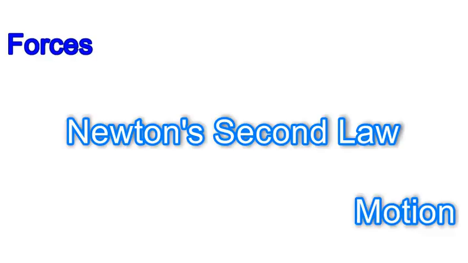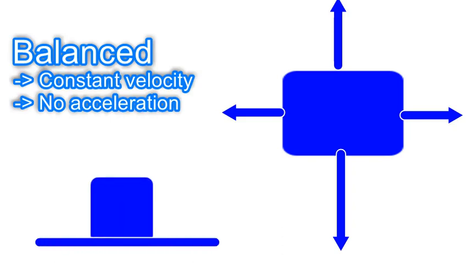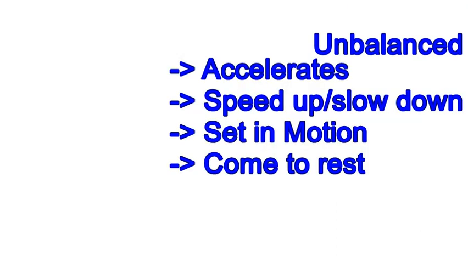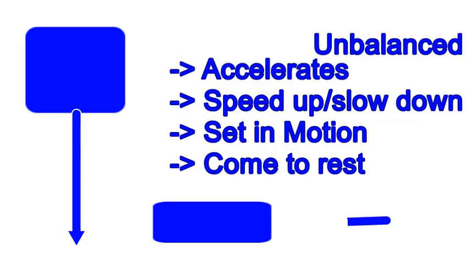Newton's second law describes the relationship between forces and motion. There are 2 ways to describe this relationship, through balanced and unbalanced forces. An object experiencing a balance of forces will experience constant velocity. It will neither speed up nor slow down, or if it is at rest, will remain at rest. However, if it is experiencing an unbalance of forces, then the object will accelerate. It will speed up, it will slow down, or it will get out of rest, or it will get into rest.